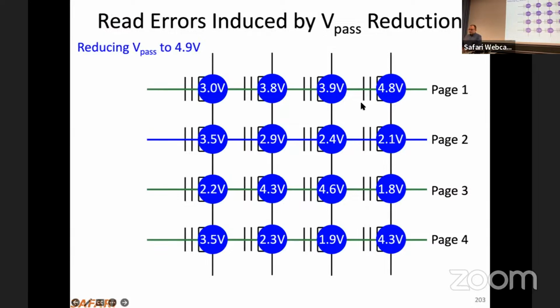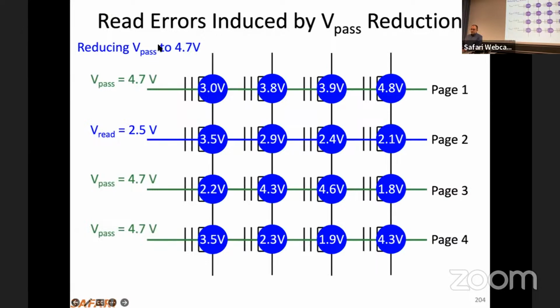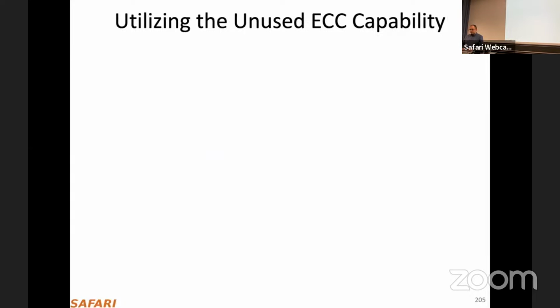Here is an example. For this cell, you can see that the threshold voltage is 4.8. If you apply VPass 4.9, things are fine and you can read nicely. But if you reduce VPass to, for example, 4.7, then you have an issue because this cell won't act as a resistor, essentially, and that can cause errors. Is that clear now? So now you can see the trade-off here. Reducing VPass is good in order to reduce read disturbance error, but it can also cause some other errors.